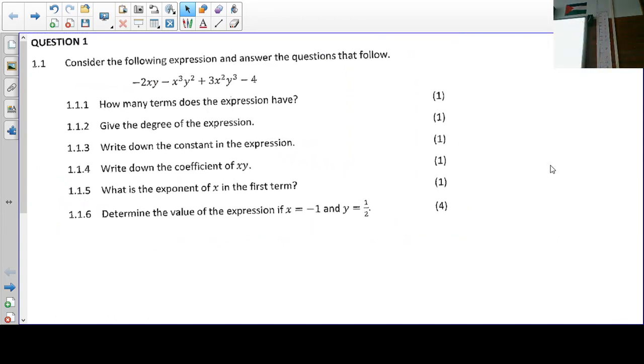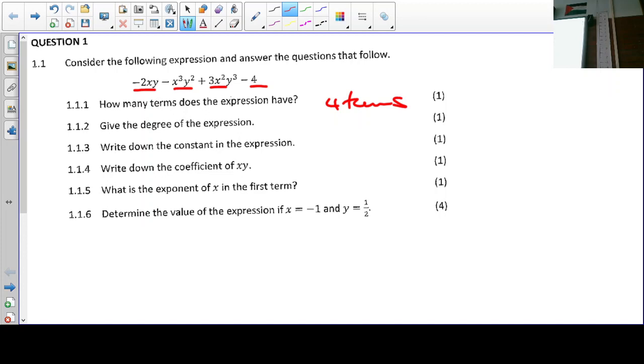So the first question says, consider the following expression and answer the questions that follow. In question 1.1.1, they ask you how many terms are there in the expression. 4 terms. What separates terms? Plus and minus signs. Okay? So as you can see, it's 1, 2, 3, 4. So it's 4 terms.